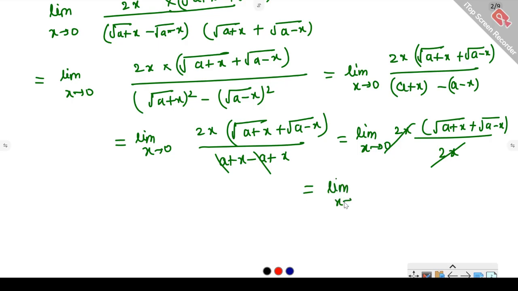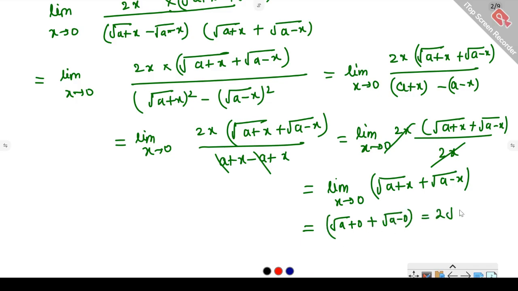Now we have limit x tends to 0 of under root a plus x plus under root a minus x. If you substitute directly x equal to 0, then there is no indeterminate form, so we can do it. So this is under root a plus 0 plus under root a minus 0. So the value of the limit is 2 times under root a. So this is the answer of this problem. Again, let's move on to the third problem.